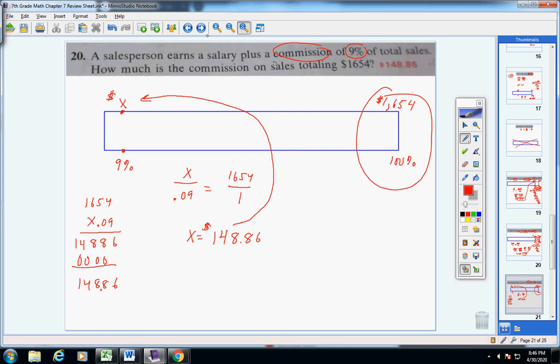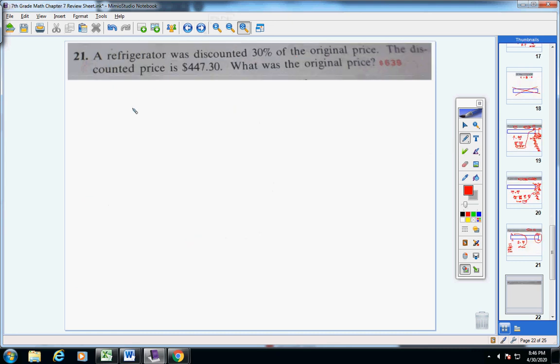Number 21. A refrigerator was discounted 30% of the original price. Now the discounted price is $447.30. What was the original price?